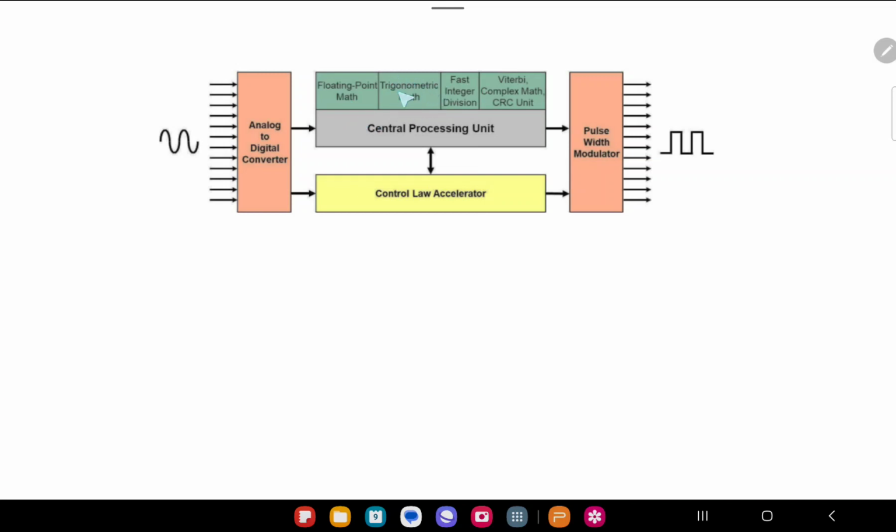Further, there are trigonometric math functions to do trigonometric operations like sine theta and cos theta, which are required for alpha beta to DQ domain transformations and any other math activities you are doing. There are fast divisions, to divide a by b, so you can do fast integer divisions. And there are Viterbi and complex math CRC units, which add hardware support for communications, complex math and CRC calculations.